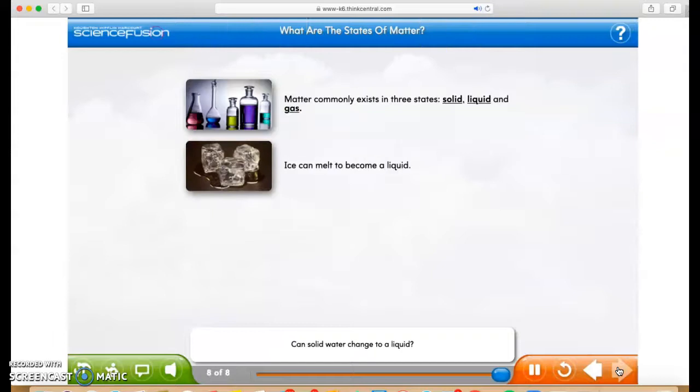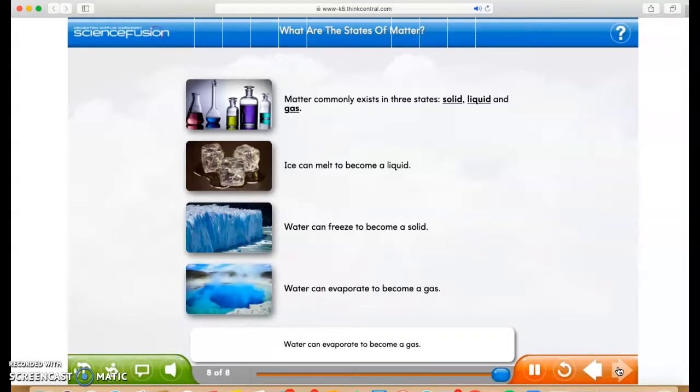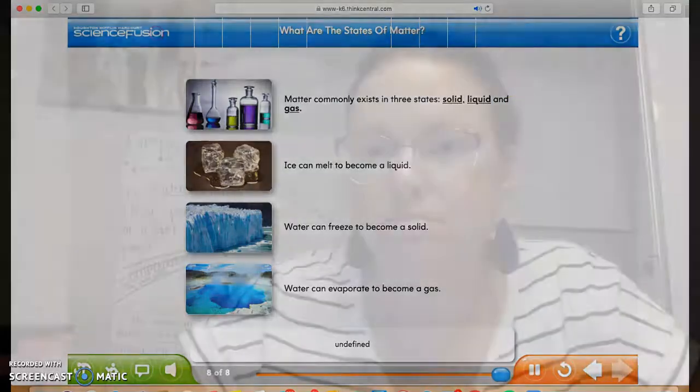Can solid water change to a liquid? Yes, as ice warms up, it melts to become a liquid. Water freezes when it cools down to 0 degrees Celsius. It becomes a solid. Water can evaporate to become a gas. Gas changes back into a liquid when it cools. Now that you've finished this lesson, if you wish, you can go back and review any part of the lesson again.